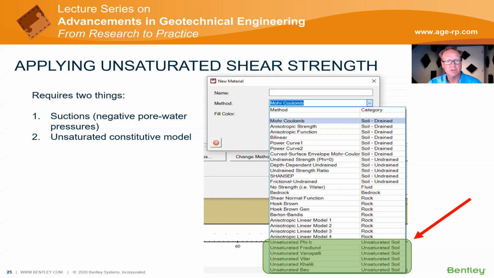And so you have to remember two things to consider unsaturated soil mechanics in a slope stability model. You need suctions and you need an unsaturated constitutive model. And there are about 6 of them implemented in SVSlope right now. You could use any one of them and they will consider the influence of suction on your shear strength in different ways.